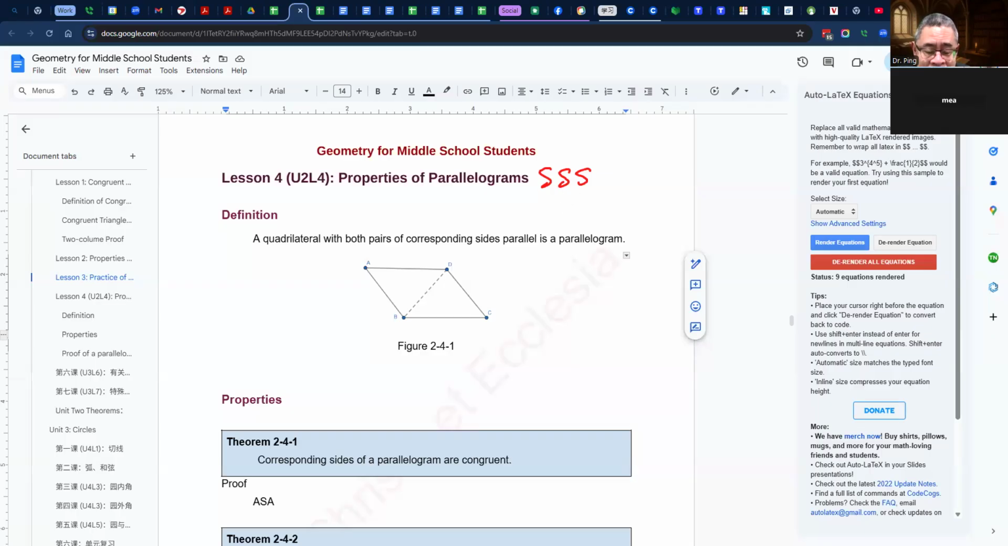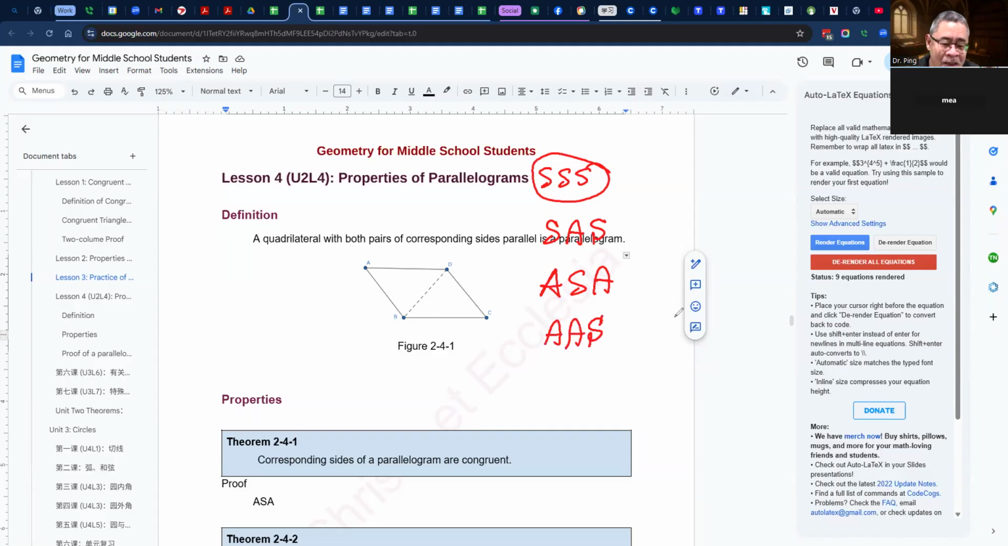Okay. So the first theorem to prove congruency is called side, side, side. The second one is side angle side. Do you remember that one? Okay. And the third one is angle side angle. Okay. And the last one, the fourth one, is called angle angle side.